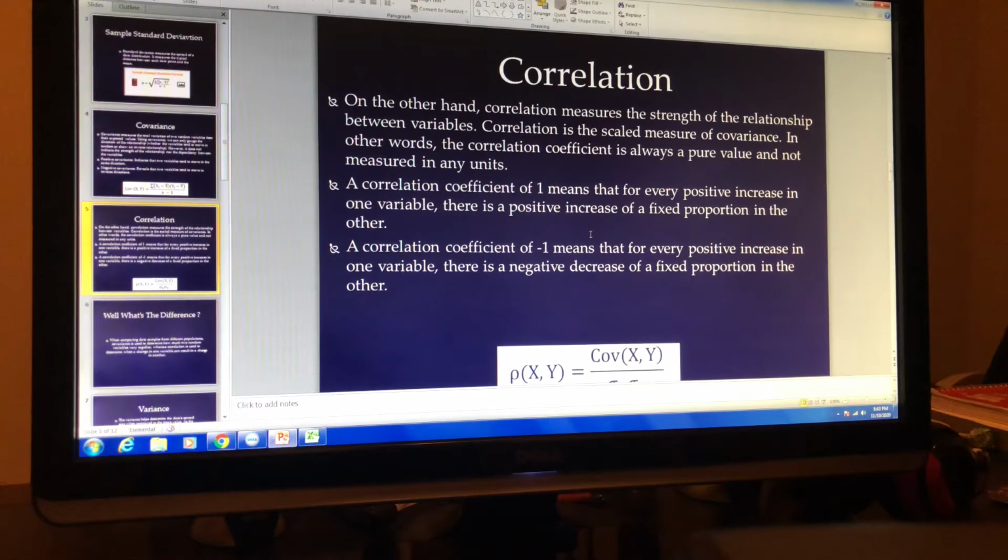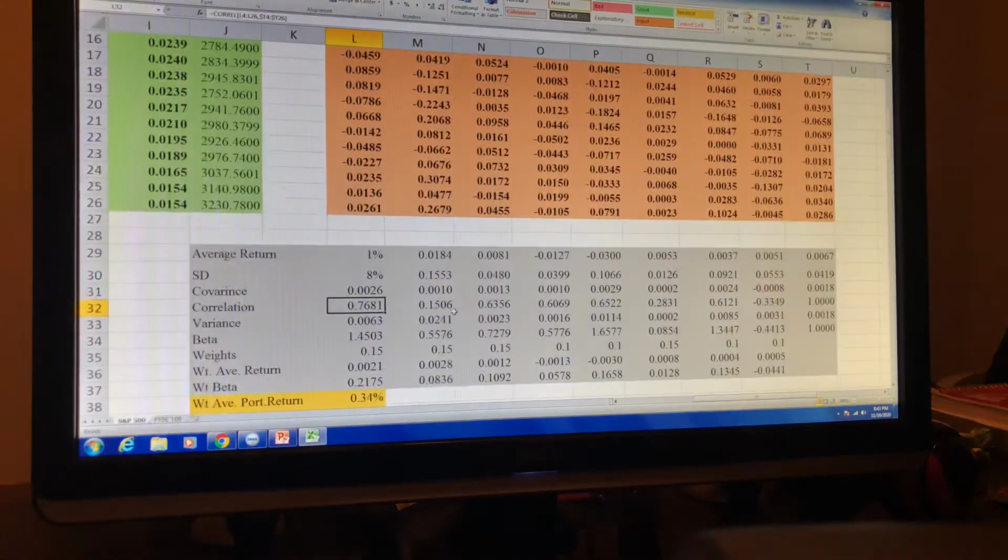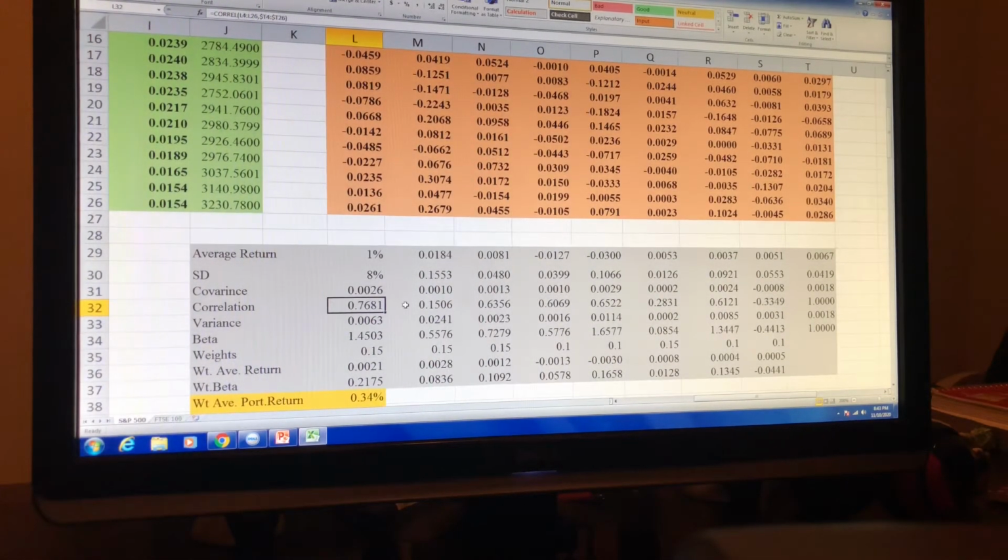A correlation coefficient of 1 means that for every positive increase in one variable, there is a positive increase of a fixed proportion in the other. A correlation coefficient of -1 means that for every positive increase in one value, there is a negative decrease of a fixed proportion in another. So we're going to go back to this Excel spreadsheet where we see this correlation. In order to diversify a portfolio properly, you want to find stocks and indexes that have no correlation with one another to, like I said, minimize risk and maximize return.